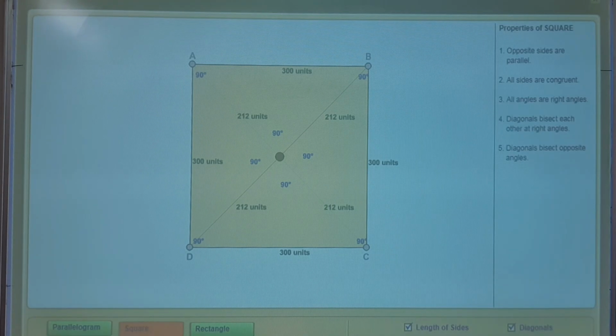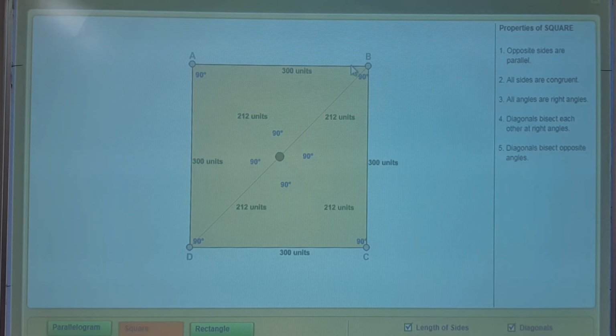Then the summary you have to write: properties of square. Opposite sides are parallel, all sides are congruent, that means equal, all angles are right angles, diagonals bisect each other at right angles, diagonals bisect opposite angles. See, diagonals, these are diagonals, this 1 and then 2. BD and AC are diagonals. Diagonals bisect opposite angles. Which are the opposite angles? This angle A and angle C are opposite. Angle B and angle D are opposite. So, diagonals bisect opposite angles.